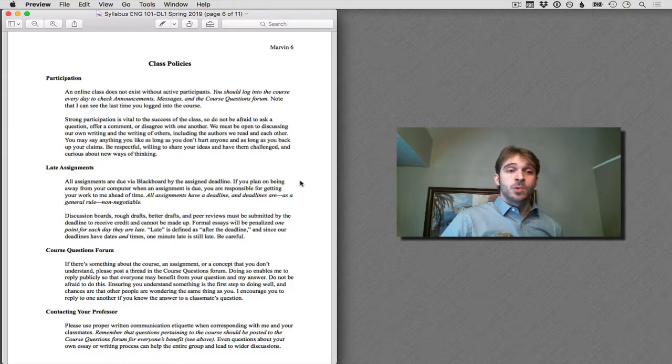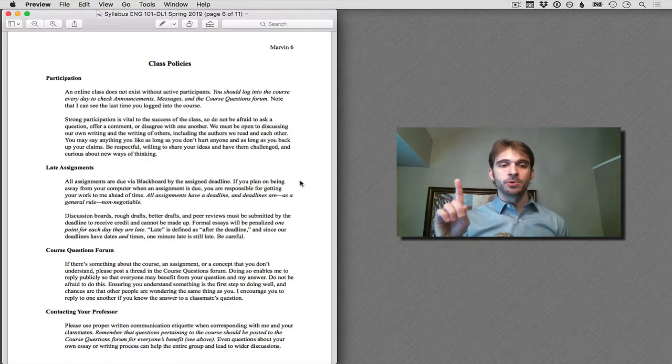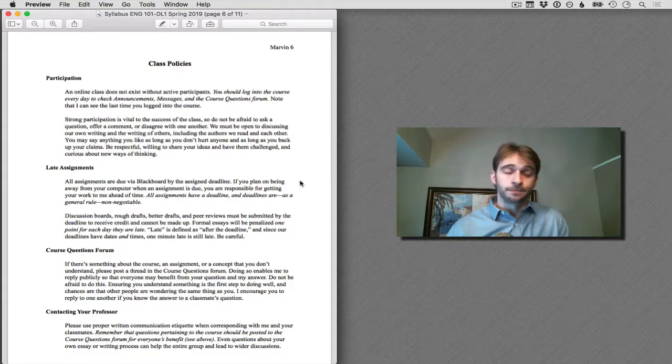If you plan on being away from your computer when an assignment is due, you are responsible for getting your work to me ahead of time. All assignments have a deadline, and deadlines are, as a general rule, non-negotiable. Discussion boards, rough drafts, better drafts, and peer reviews must be submitted by the deadline to receive credit and cannot be made up. Formal essays will be penalized 1 point for each day they are late. Late is defined as after the deadline, and since our deadlines have dates and times, 1 minute late is still late, so be careful.